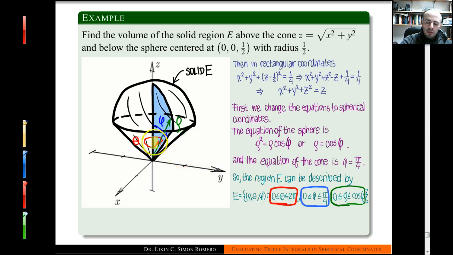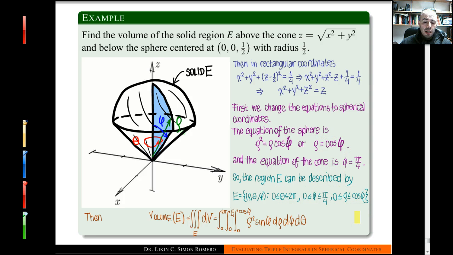Theta is going to move from 0 to 2 pi, so you're going to go all the way around. Phi is going to move from 0 to pi over 4, so it's going to start here and angle up to pi over 4 with respect to the positive z-axis. And rho is going to go from 0 up to the sphere, but the sphere, remember, is cosine of phi. So now we just set up the integral.